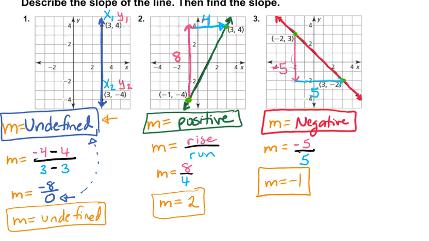So now you've seen how to calculate slope using the rise over the run, or using our equation.